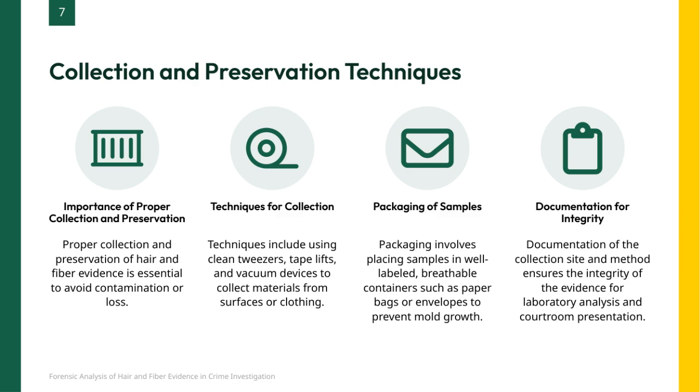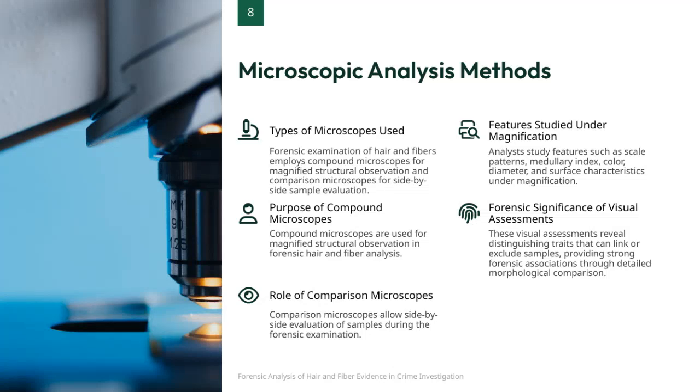proceedings. When we talk about microscopic analysis in forensic hair and fiber examination, two main types of microscopes come into play. First, compound microscopes, which are essential for getting a detailed, magnified view of the sample's structure.